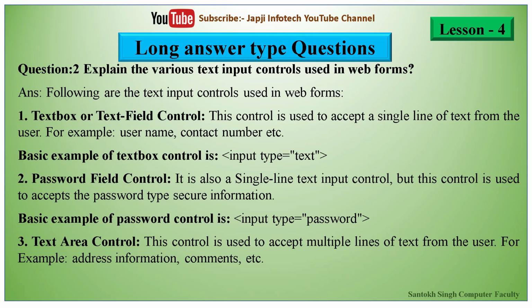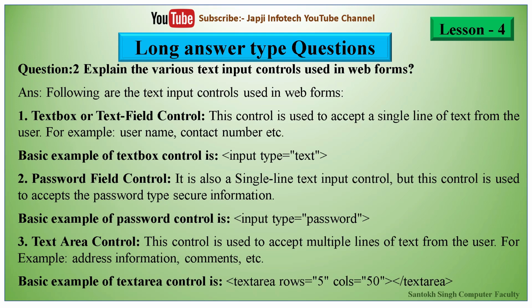Third one is text area control. This control is used to accept multiple lines of text from the user, for example, address information, comment, etc. The basic example of text area control is left angle bracket textarea space rows equal to, in the double quote, write the number of rows you want to insert. So in this case, we write 5, then space cols equal to, in the double quote, write the number of columns you want to insert. So here we are writing 50, then close the right angle bracket, then the textarea closing tag.